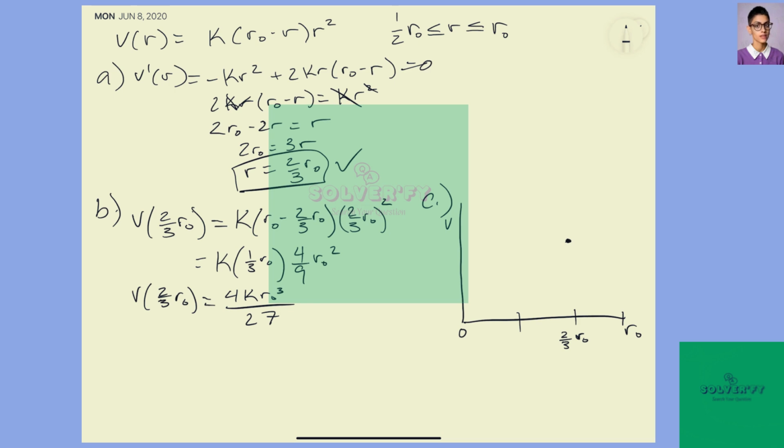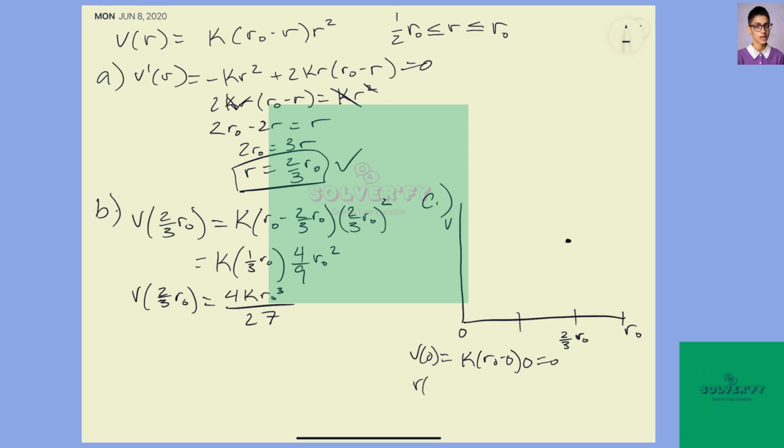And let's check out what v looks like when r is equal to 0 and when r is equal to r0. So when r is equal to 0, we're going to get k (r0 minus 0) times 0 squared, so that's just going to be 0.